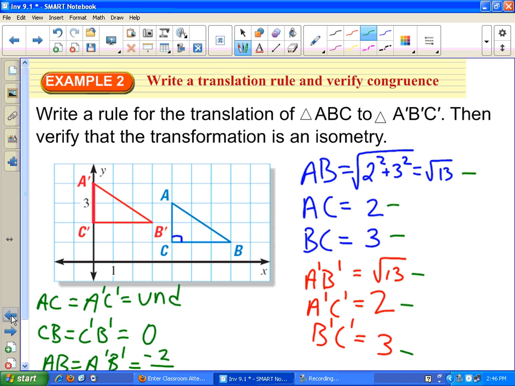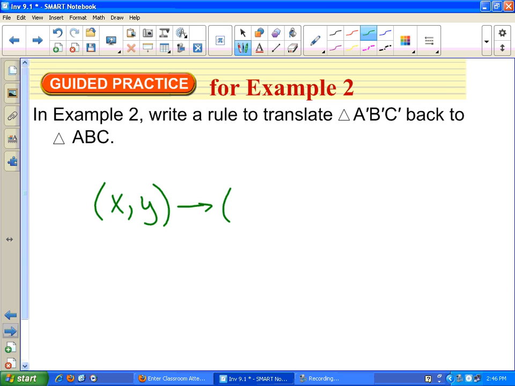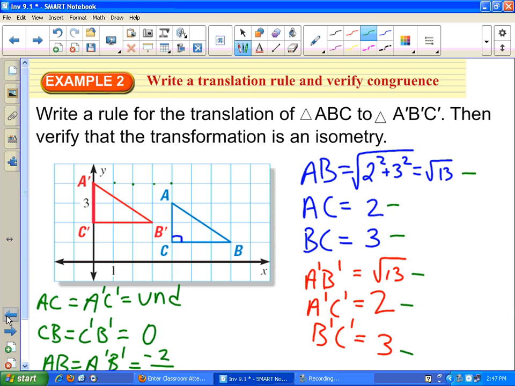What did I have to do to my X values to go from A prime to A? Did I have to add, subtract? Well, if I'm going to my right, I always add. How many did I add? Added 4. So my rule would be X plus 4, and then, how far down did I have to go on my Y? 1. Is that add 1 or subtract 1? Subtract 1.